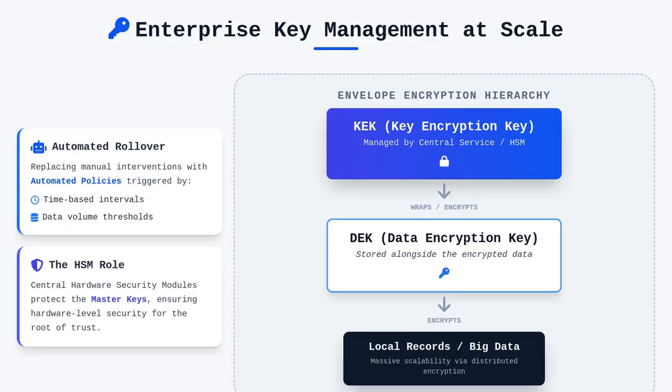When a rollover is initiated, the system decrypts the data encryption key using the current master key and then rewraps it with a new master key version. This automated transition ensures that data remains accessible even as the underlying cryptographic material evolves over its operational lifespan.